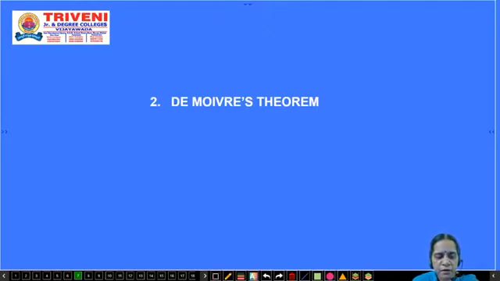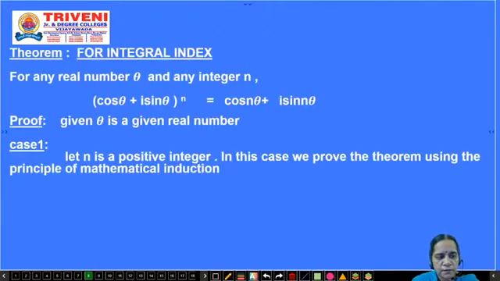In De Moivre's theorem, first we have to learn the theorem for integral index. What is an integral index? This is an integral index. This is in the form of cos theta plus i sin theta whole power n is equal to cos n theta plus i sin n theta. In the power of n, we have to substitute the multiple of theta. For any real number theta and integer n, cos theta plus i sin theta whole power n is equal to cos n theta plus i sin n theta.